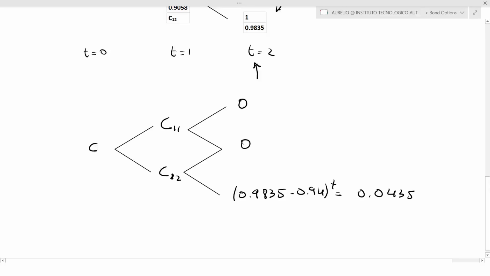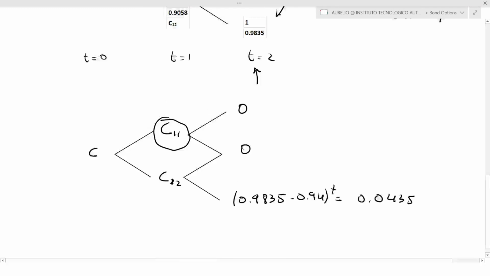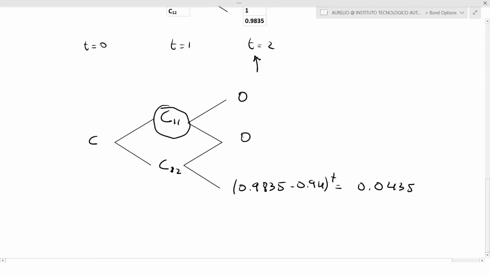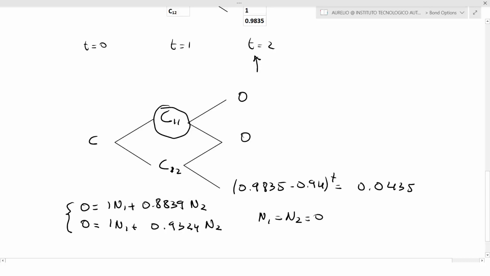So first, I need to set the equations of the replicating portfolio for C11. So I'm going to use the discount factors that I have in here. I'm going to use this price and I'm going to replicate it with this bond, the 2D2 and the 2D3 in the up and down scenarios. So the equations would be 0, since that's what the option pays, equals, and then the other one is also going to be equal to 0. So I'm going to put the equation so that you know what they are, even though I know that the weights are going to be 0. So it's going to be 1 and 1 plus 0.8839 and 2, and then the one in the down scenario is also going to be 1 and 1 plus 0.9324 and 2. So n1 equals n2 equals 0. So in this case, C11 is equal to 0, right? I mean, we didn't have to do all this, but I'm doing it for completeness.